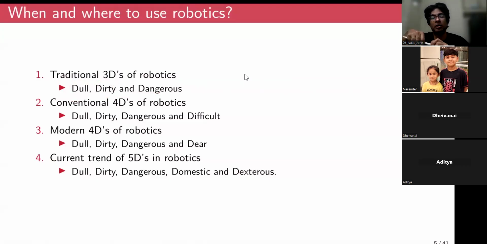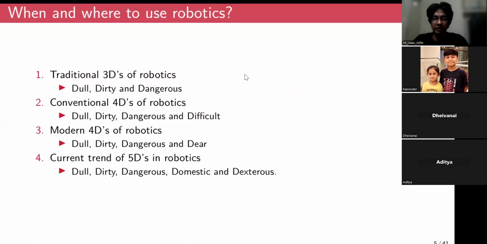Dirty in the sense that, for example, if you take a look at manhole cleaning robots or sewer cleaning robots, those tasks are basically not suitable for a human being to do because they are usually considered a dehumanizing job. But with the advent of robots, you can replace a human being in all these sorts of jobs, so that a human being does not have to be exposed to dirty or even dangerous working conditions.